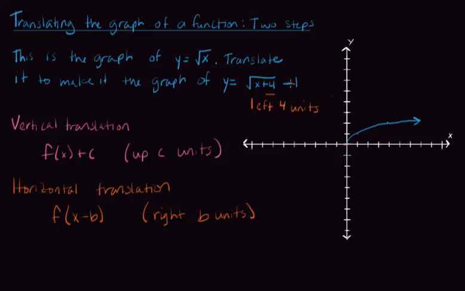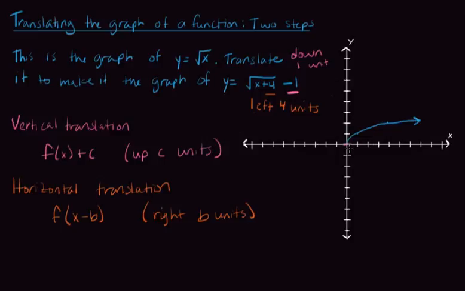Now let's take a look at the minus 1. So this is a vertical translation. A plus 1 would mean we go up 1 unit, so a minus 1 means we go down 1 unit. So this means down 1 unit.